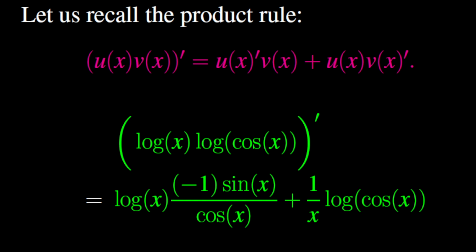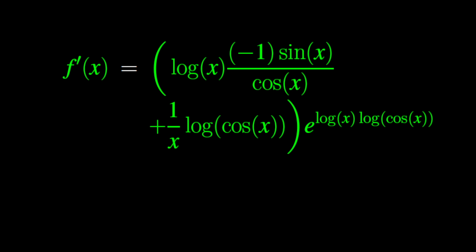Notice that, in order to find the derivative of the quantity logarithm of x times logarithm of cosine of x, we need to use the product rule. In this case, the derivative is logarithm of x times the fraction minus 1 times sine of x over cosine of x plus 1 over x, times logarithm of cosine of x. Eventually, f prime of x is equal to the quantity logarithm of x, times the fraction minus 1 times sine of x over cosine of x, plus 1 over x, times logarithm of cosine of x, times the exponential of logarithm of x times the logarithm of cosine of x.